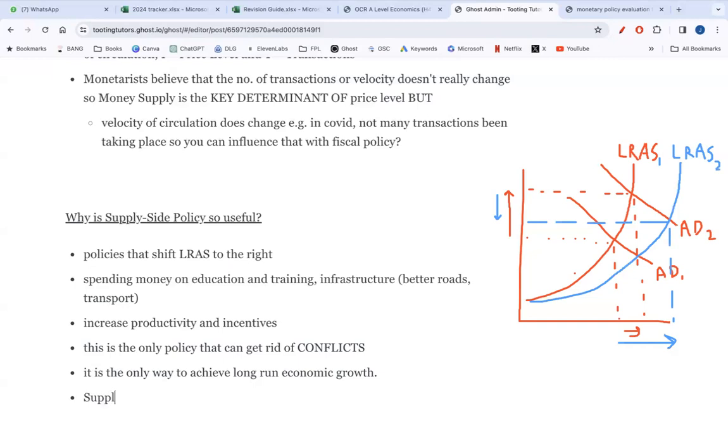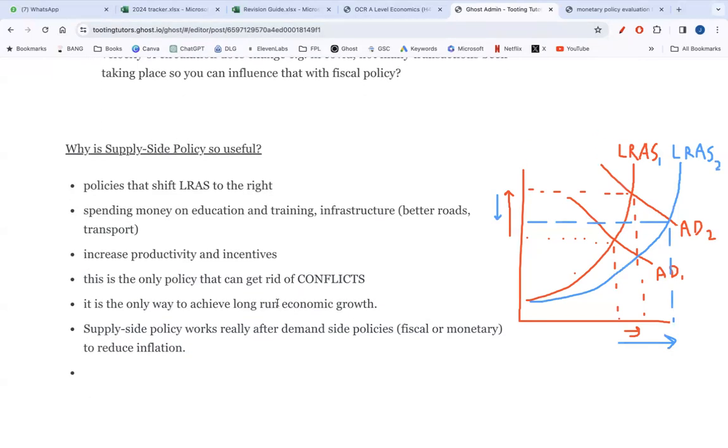So supply side policy works really well after demand side policy to reduce inflation. Examples could be spending money on education and training or spending money on infrastructure. So the government are trying to implement supply side policies. They always are, but they're the most difficult to implement. I'll talk about the evaluation after.